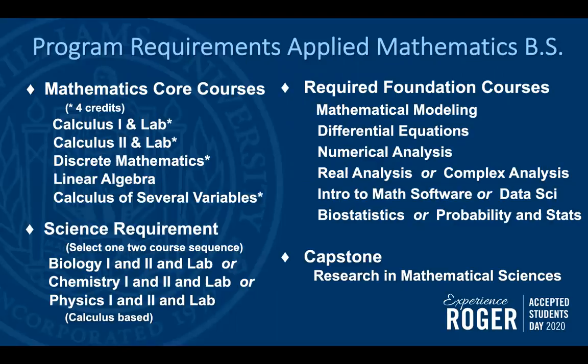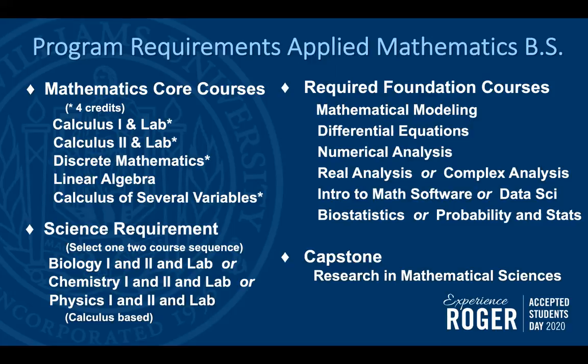So let me go over the class requirements. The basic core classes for all three majors are Calculus 1 and Lab, Calculus 2 and Lab, and Discrete Mathematics. For the applied math major, in addition to those three core classes, you need linear algebra and calculus of several variables. Also, the applied mathematics major has a science requirement. You are expected to take biology 1 and 2, or chemistry 1 and 2, or physics 1 and 2 as your science requirement. Then those classes that I said are really applied in nature are our foundation courses.